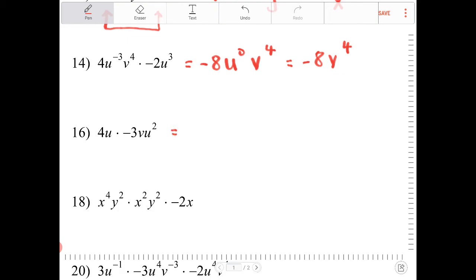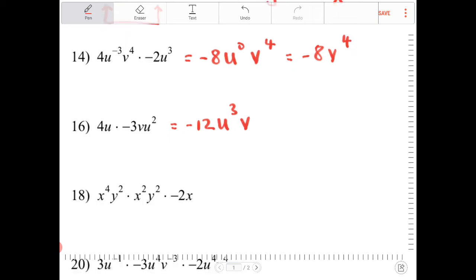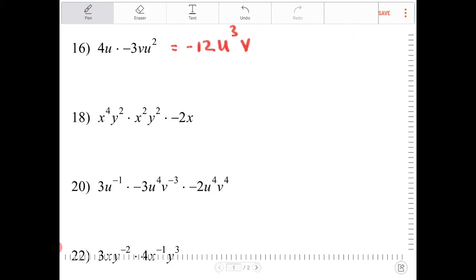Combine like terms, 4 and negative 3 makes negative 12. u and u squared makes u to the 3rd. Times v. Combining like terms again, I have x to the 4th, x squared, and x. That makes x to the 7th, right? So it's negative 2x to the 7th. y squared makes y to the 4th.